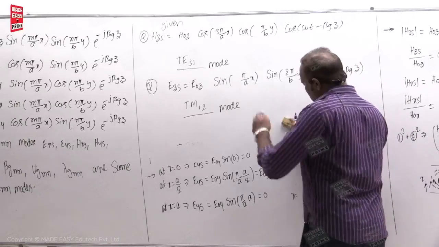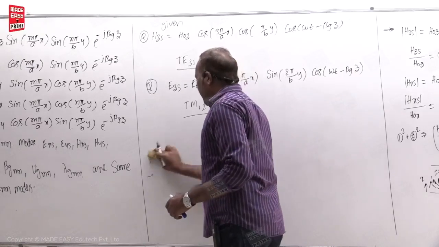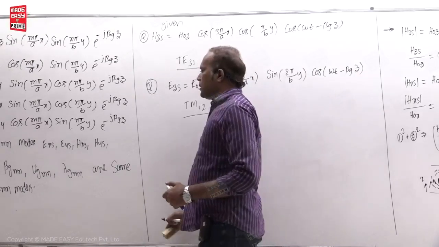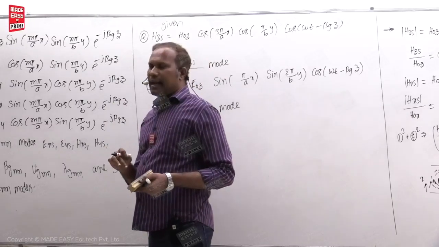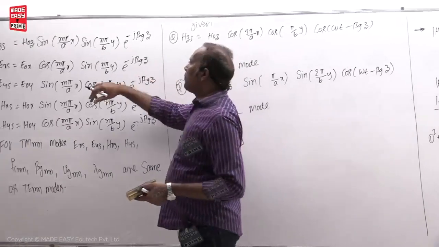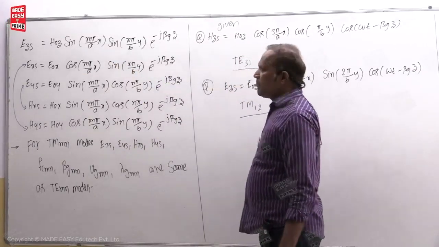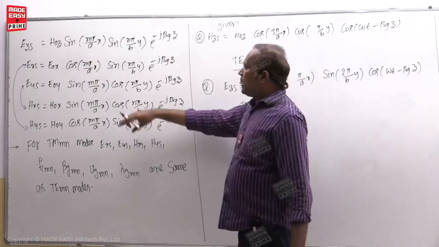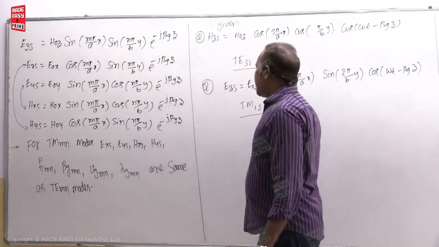These two things should be very clear to you, because I told you the main component in TE mode is HZ, but the main component in TM mode is EZ. EZ is the main component. That's why this equation is written here first. EZ is the main component, right?